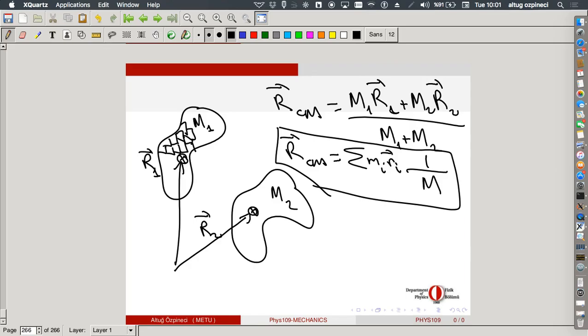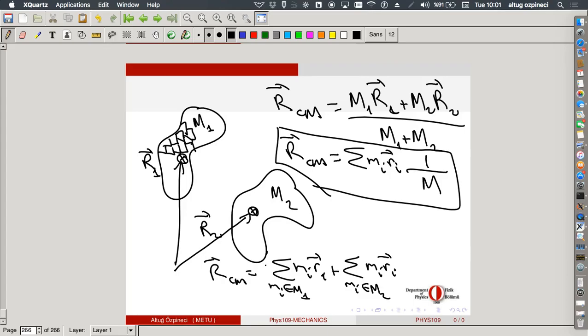But now I can separate this sum into two parts. Our center of mass will be equal to the sum of m_i r_i, provided that m_i is in the first mass, plus the sum of m_i r_i, provided that m_i is in the second mass, divided by, well, the total mass of my system, which is nothing but m1 plus m2.